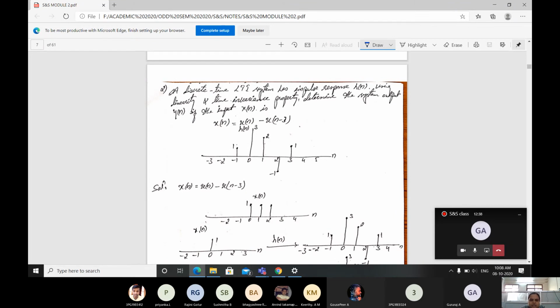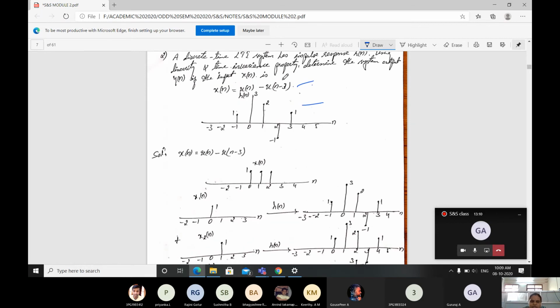Here a problem is given: a discrete-time LTI system has impulse response h of n. Using linearity and time invariance property, determine the system output y of n if the input x of n is u of n minus u of n minus 3, and our h of n signal is also given for us.